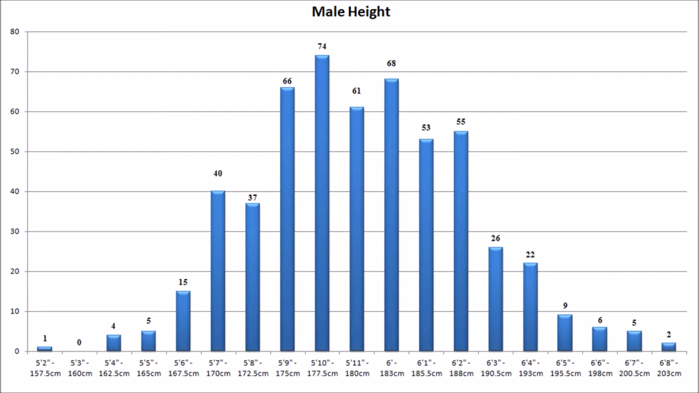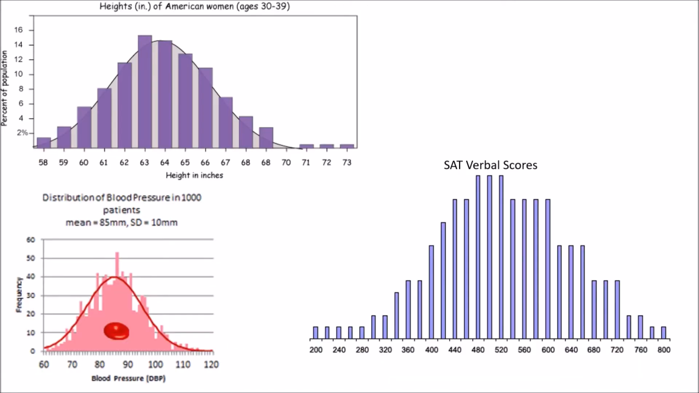A lot of things in the real world have a distribution like this that we call a normal distribution. For example, we have over here heights of women. Again, most women are closer to the average height of women as opposed to very tall versus very short. Blood pressure in various patients. The majority of patients have a blood pressure close to the average blood pressure. Fewer people have a very high or a very low blood pressure. Same with SAT scores. The majority of people have SAT scores right in the middle. Fewer people way closer to 800 and fewer people way closer to 200.